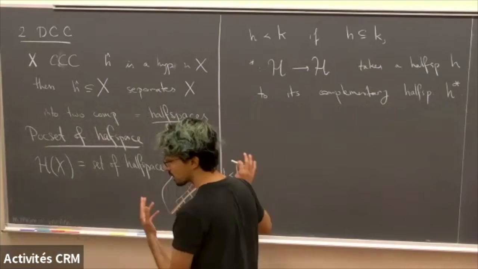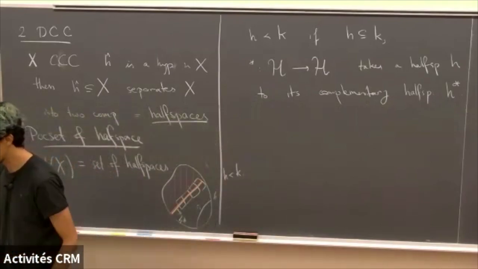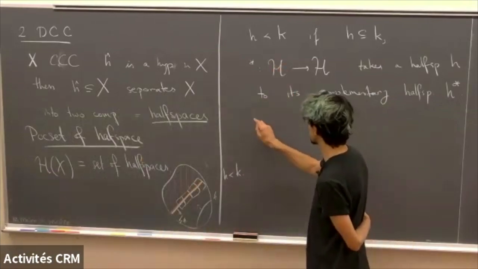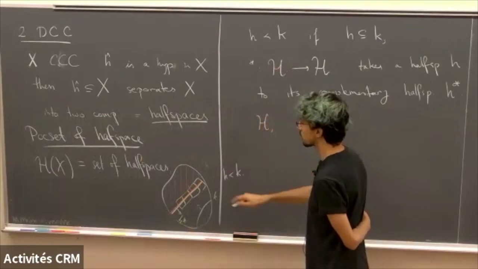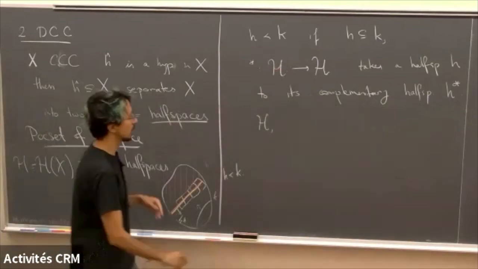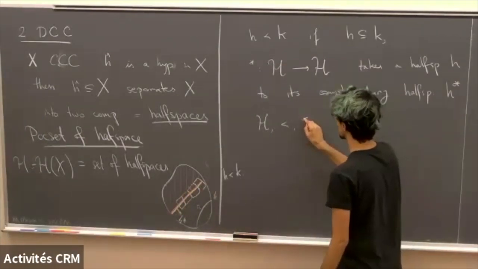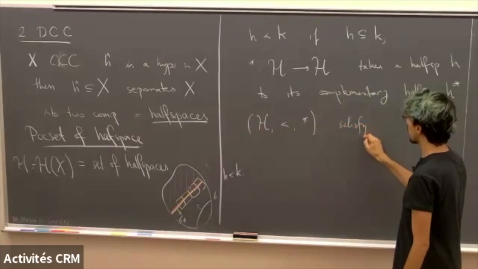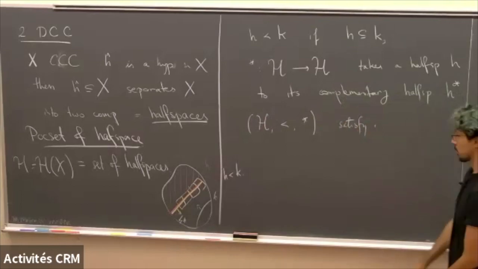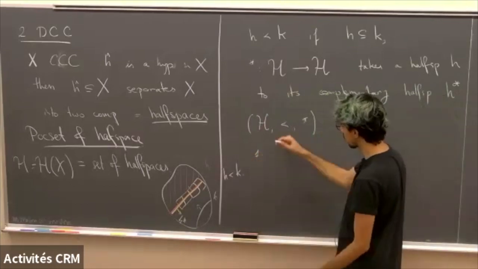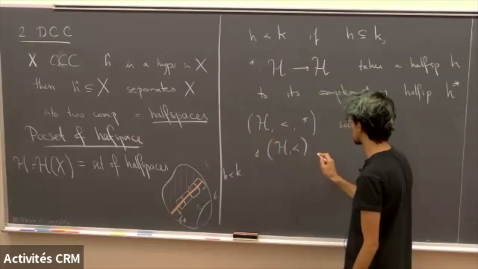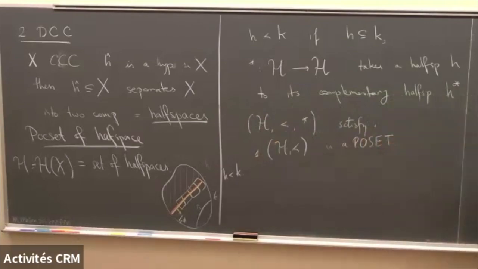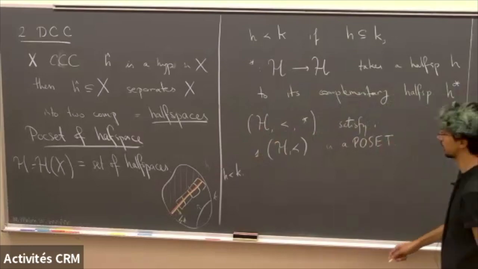And now let's just collect facts about this map and this relation. Okay, so we have the triple, H, this relation, and this operation, and they satisfy, what do they satisfy? So first of all, this thing is a poset, a partially ordered set. It's just inclusion. Okay, good.